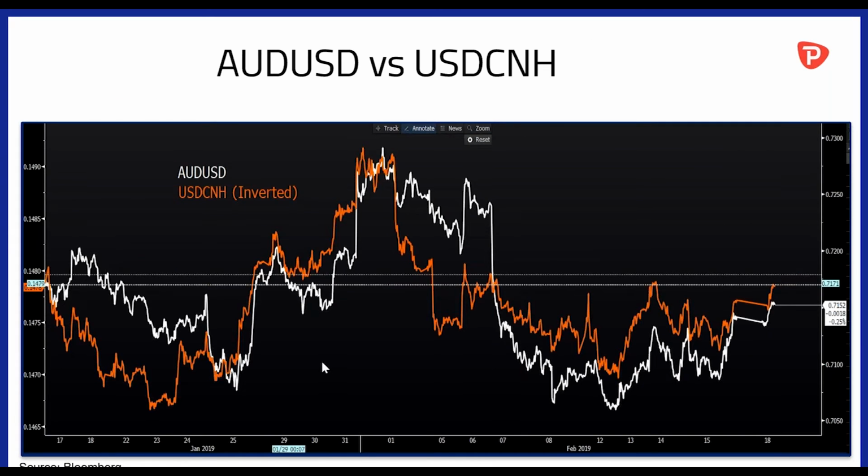Again, we can have a look at the Australian dollar against the US dollar CNH, which is the offshore Chinese currency. We're just trying to get that clarification about what's happening here. And you can see here that the Australian dollar is falling, and I've actually inverted this. So you can see here that the Chinese currency is strengthening against the US dollar. The US dollar is effectively weakening, and you can see that there's a very strong inverse correlation between the two.